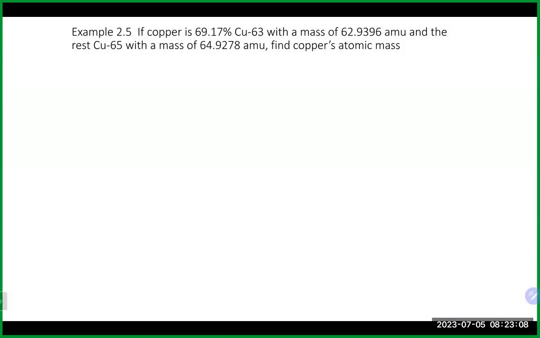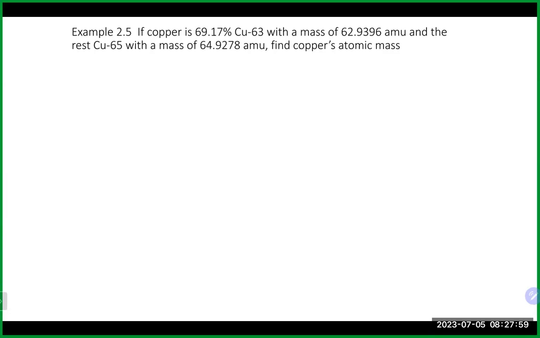So why don't we try one here? If copper is 69.17% copper 63, and it has a mass of 62.9396, and the rest is copper 65 with a mass of 64.9278 AMU. What is the atomic mass of copper in AMU? So why don't you do the calculation and see what you come up with. Yeah, let's take a look.